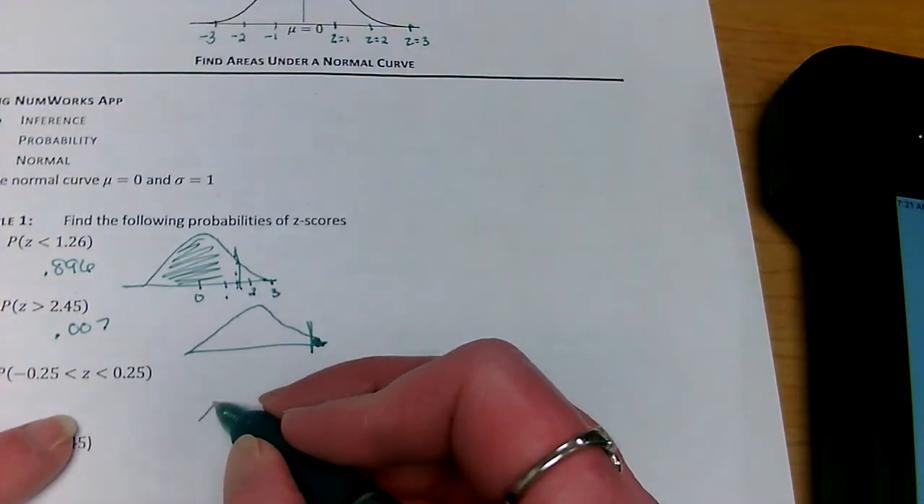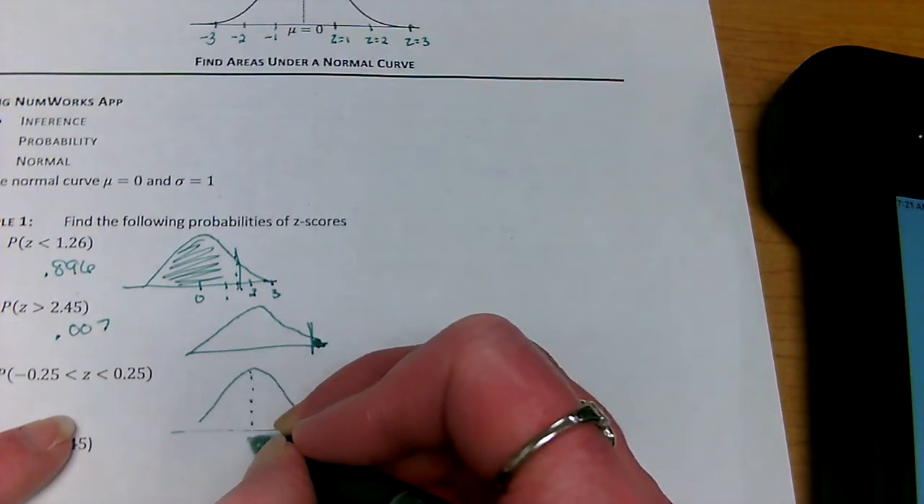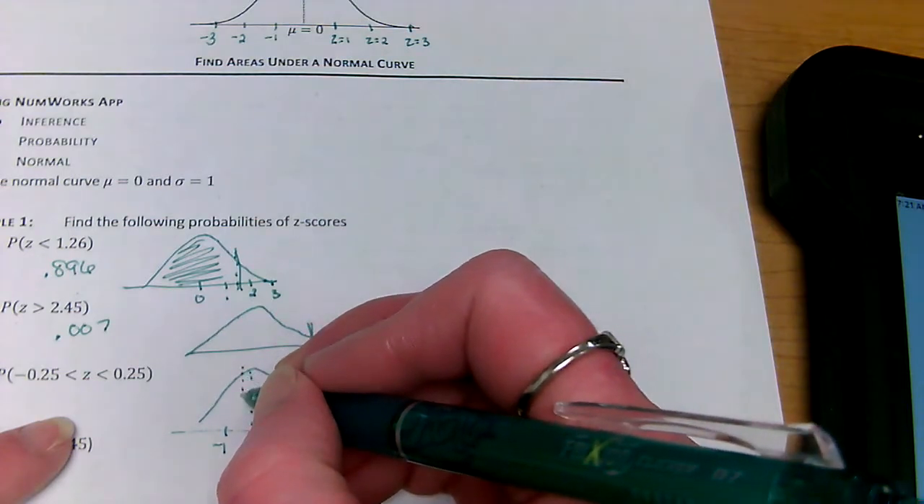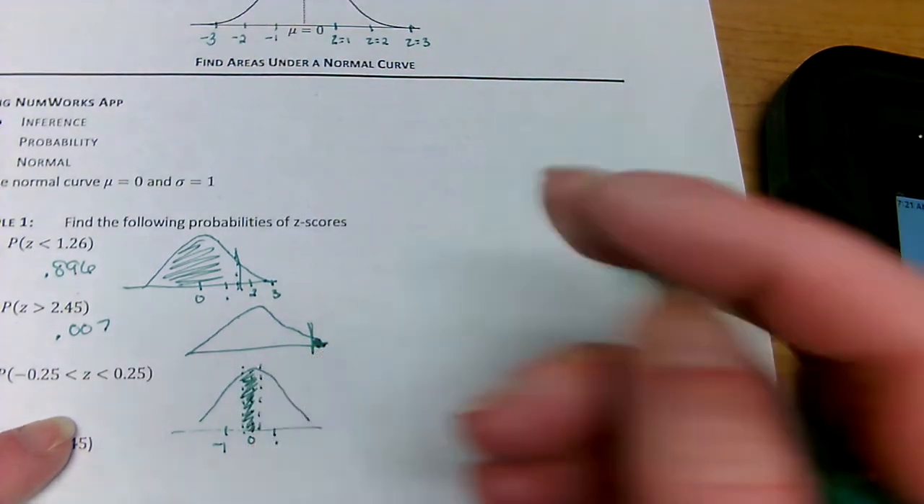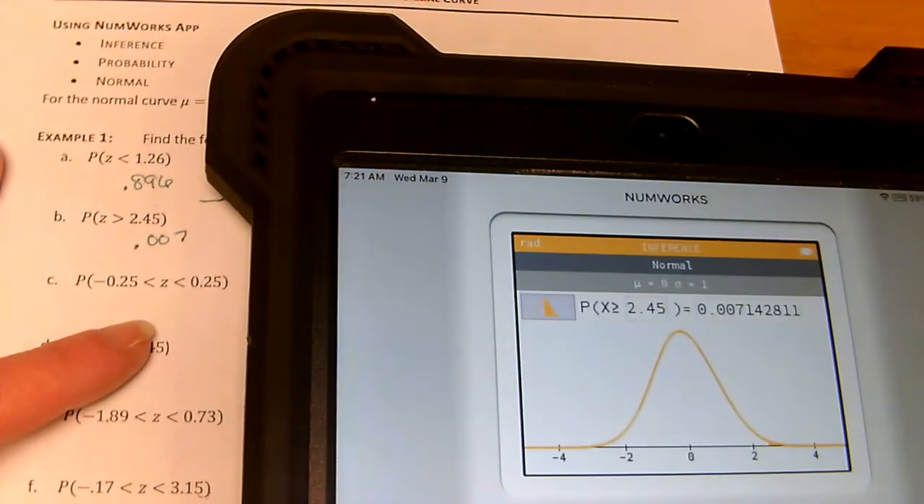Now, between negative 0.25 and positive 0.25. Well, here's my 0. Here's 1. Here's negative 1. So we're talking about negative 0.25 and 0.25. We're talking about this region right here. So this time we're between two values. So I'm going to select the interval, and I can type in negative 0.25 and positive 0.25. And let's see if it shows my picture just like we drew it. Good. 0.1974.